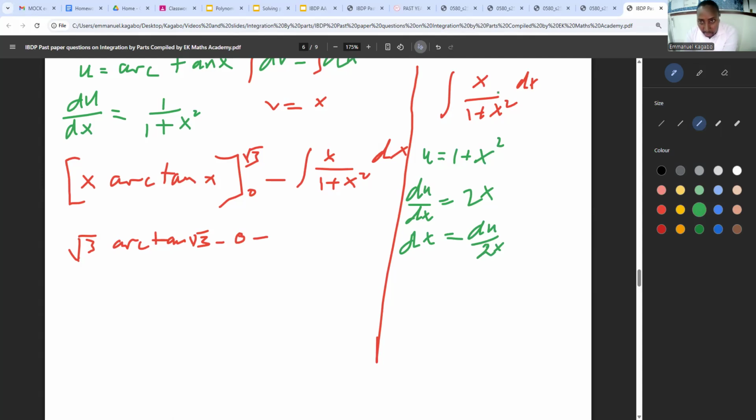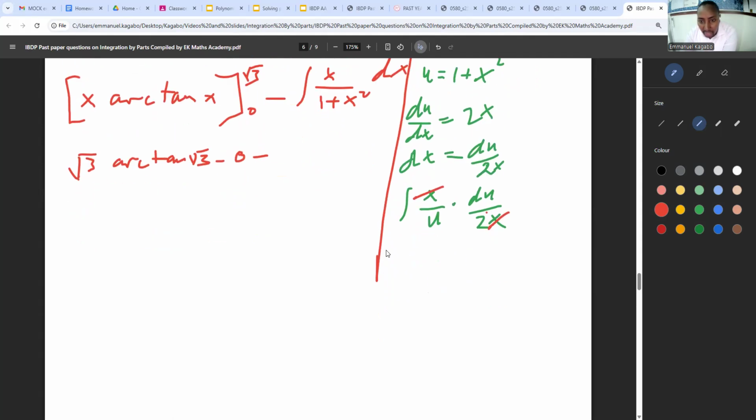Now, can I substitute in this now? When I substitute there, it's going to be integration of x over u, which is what? Into this one, 1 plus x squared is u, right? Good. Times the du over 2x, right? Very good. Now, this x cancels with this. So what am I going to remain with? It's going to give me 1 over 2 integration of 1 over u du, right? So which is the 1 over 2 ln u.